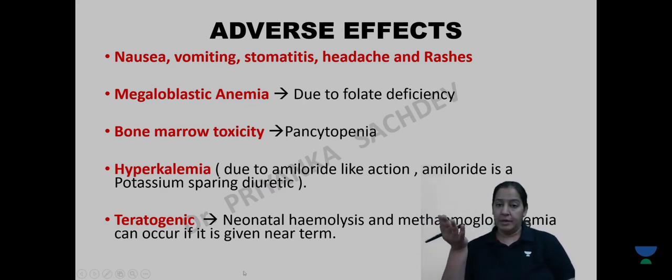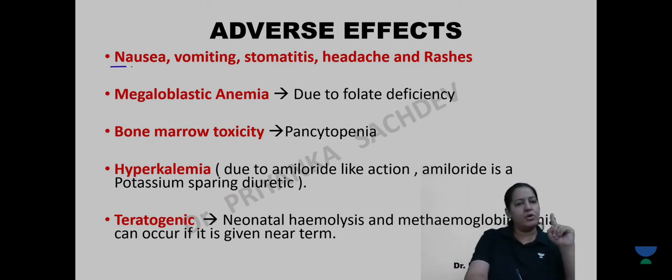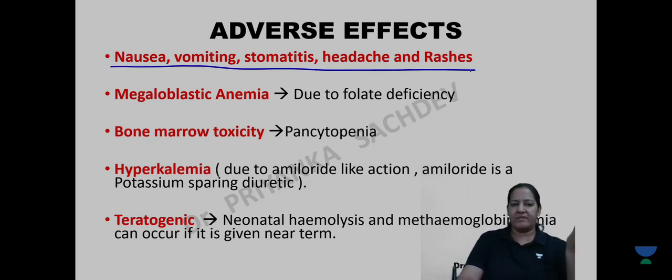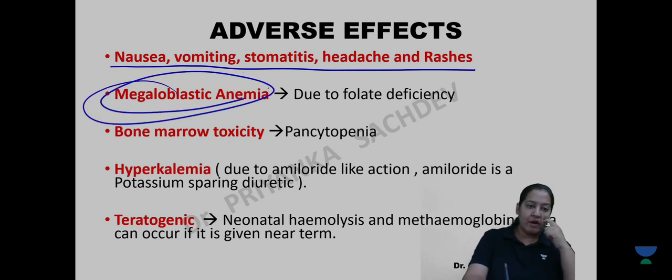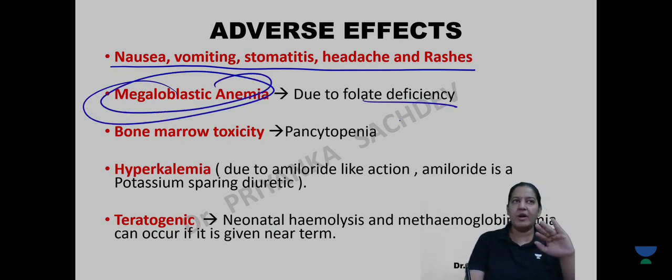If you can make your own mnemonic. So adverse effects are non-specific, the one nausea, vomiting, the non-specific one. After that, megaloblastic anemia you have to learn because of folate deficiency. It causes folate deficiency not only in bacteria, it causes folate deficiency in humans also. And because of folate deficiency in human, it can result in megaloblastic anemia.